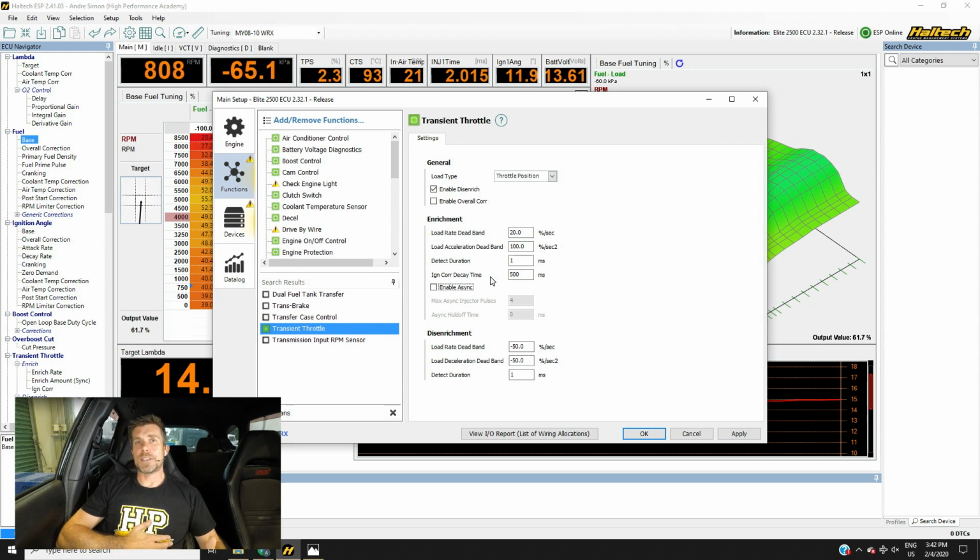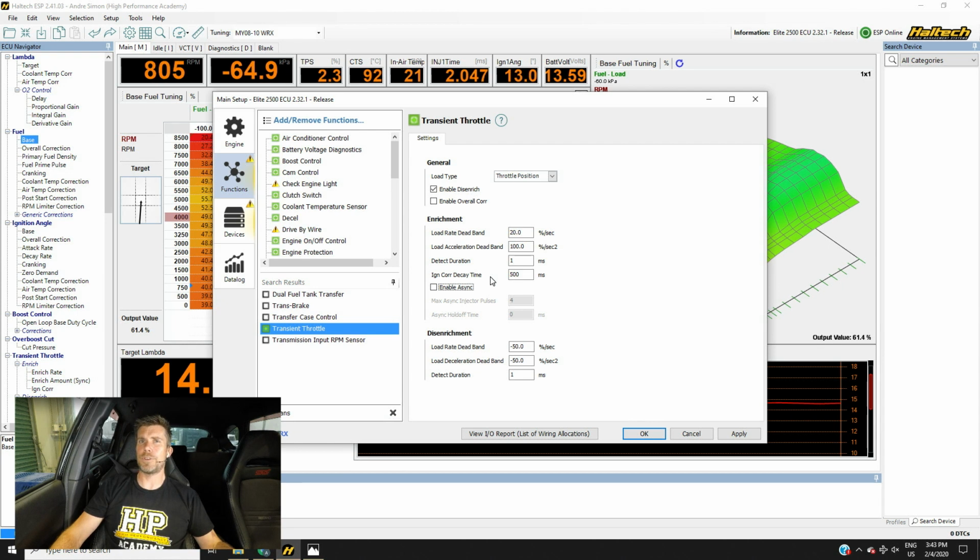Normally, in almost all instances, we will be able to use just the synchronous acceleration enrichment, and what that means is that the existing injector pulse widths are extended. So the amount of normal fuel that will be injected, let's say that might be a 6 millisecond injector pulse width, all the ECU does is extend that 6 millisecond pulse width to provide whatever additional fueling is calculated to be required. So this is timed with the existing injection events. Asynchronous, on the other hand, gives you the ability to actually add additional injection events. So we then have the option of both synchronous and asynchronous.